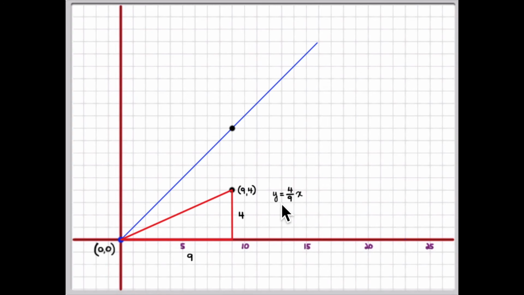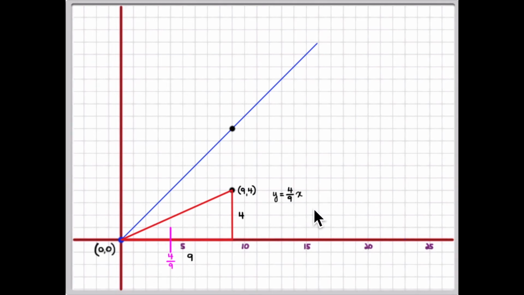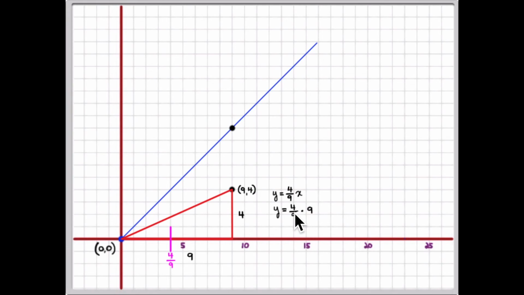So this vertical length is 4/9 of whatever the horizontal length is. So anywhere along this line, the vertical length is 4/9 of the horizontal length. Well, the horizontal length in this case is 9 units. So again, if I had 9 chocolates and you said, give me 4/9 of those 9 chocolates, you'd look at those as 9 equal parts, or ninths, and you would give me 4 of them. So 4/9 of 9 is equal to 4. It's right here.